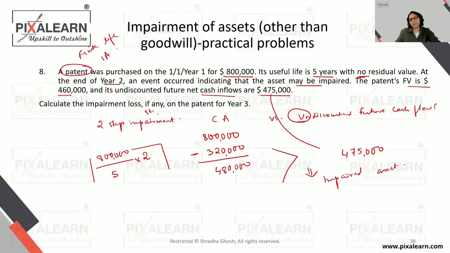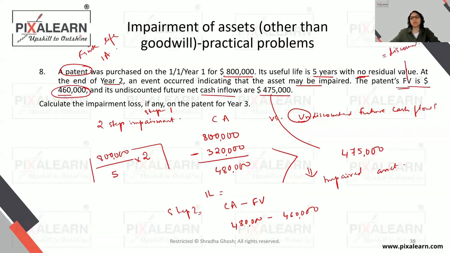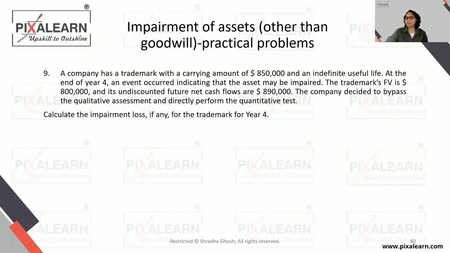This is my step 1. Then I go to step 2, where I compare the carrying amount with the fair value and book a loss. So what is the impairment loss? It is the difference between my carrying amount, the book value of 480, and the discounted cash flow. So fair value is also equal to discounted cash flows. So the impairment loss that I'm going to book in my books is $20,000. So how much is the impairment loss? $20,000. This is clear? Very, very easy. Now we go to the next question, the last MCQ for the day.